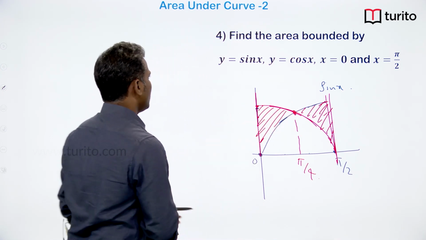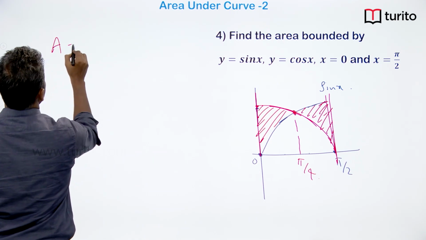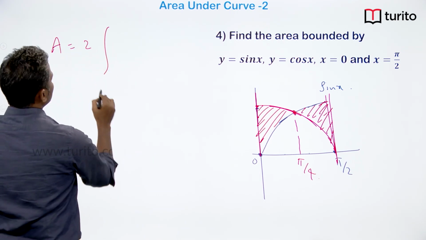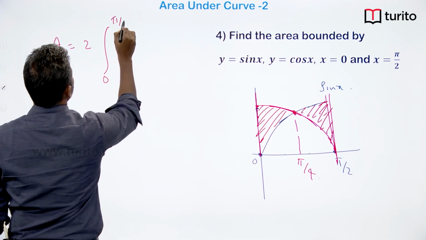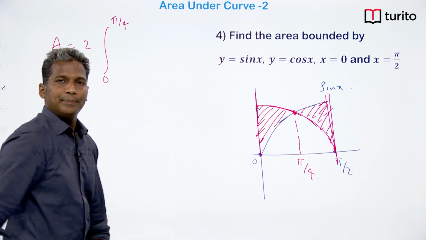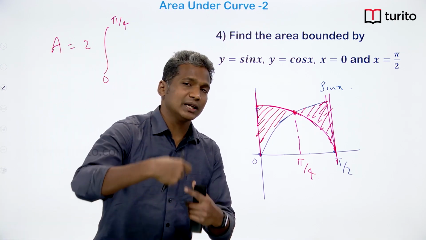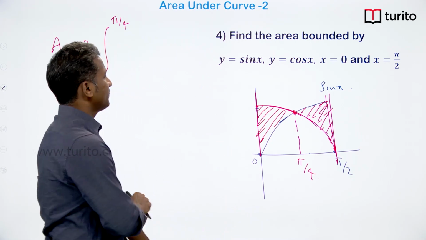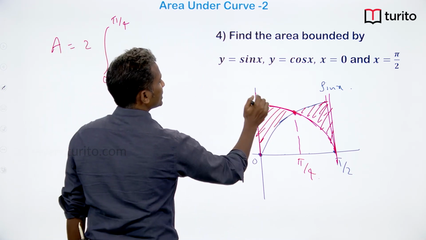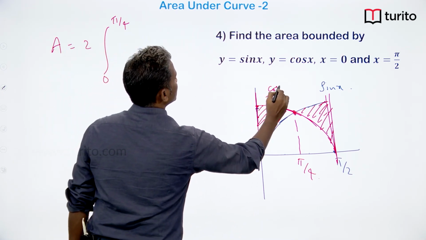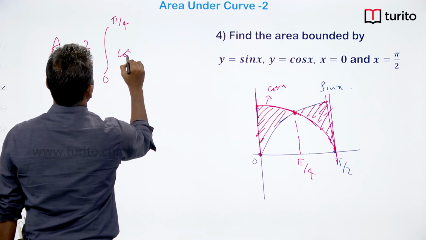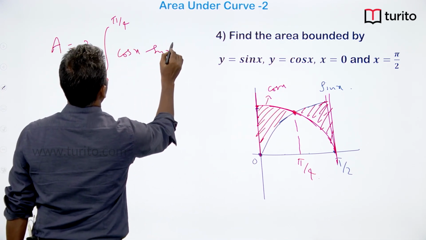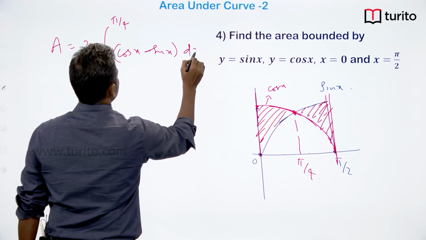So, to find the area, what we do is area is equal to 2 into, we will integrate only from 0 to pi by 4, and when we are integrating we have to take above function minus below function. What is the above function here? Cos x is above function. So, we have to write cos x minus sin x into dx.